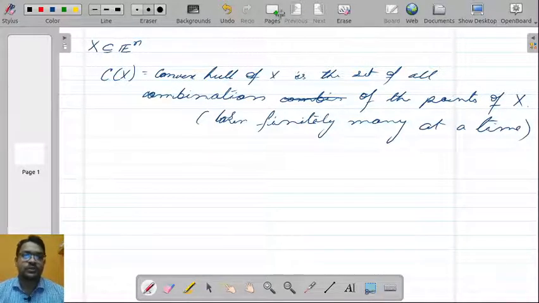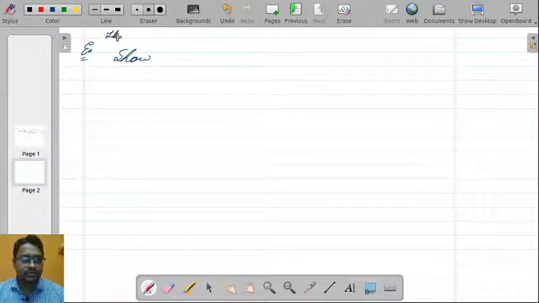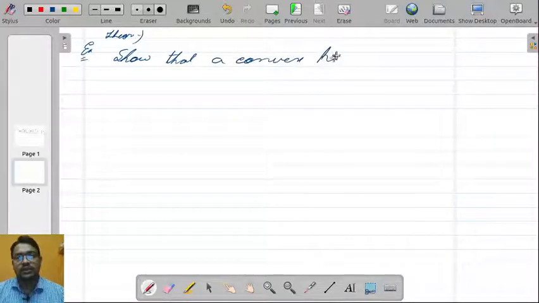and I had asked you to show whether this C(X) is a convex set or not. I hope some of you have tried, so let us actually do it. Show that, or you can write it as a theorem, it's all the same: show that a convex hull is a convex set.